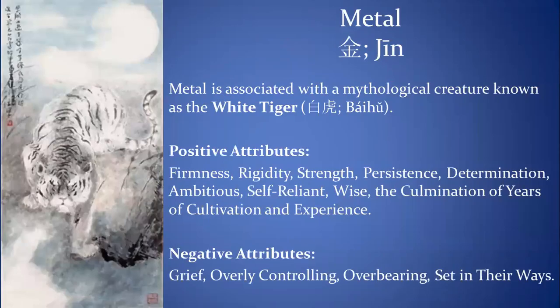Then, second to last, we have metal. So metal is connected to the West and is therefore associated with a mythological creature known as the white tiger, or the Bai Hu. Bai meaning white, Hu meaning tiger. So the painting here, for anyone who's curious, is by an artist named Yang Shanshun. God, terrible pronunciation today. I just think it's really pretty looking. You may also notice that here, Wang is written on his head, which means king, because the tiger is the king of beasts.